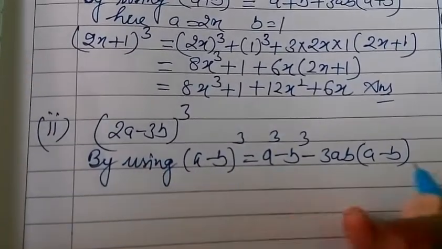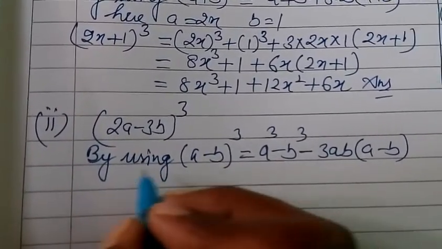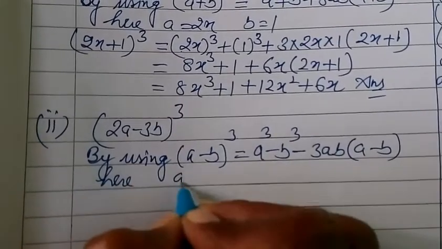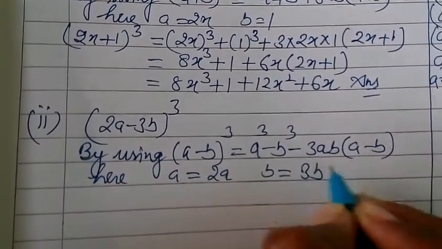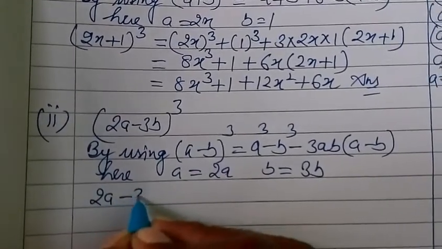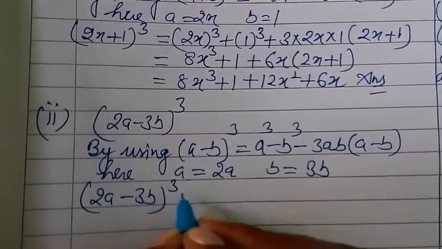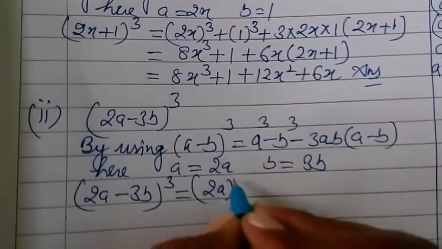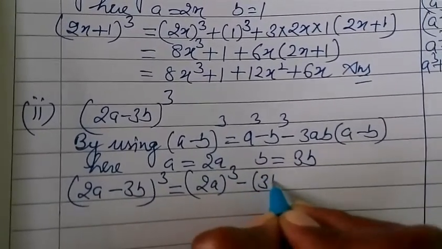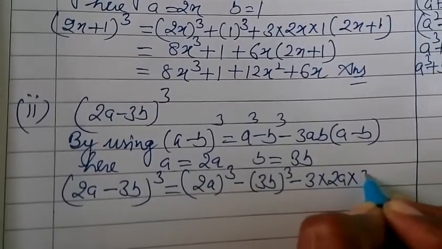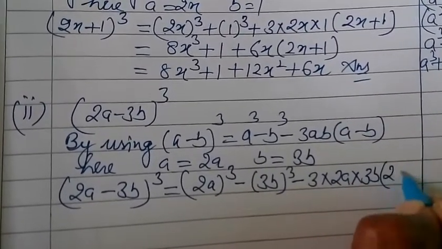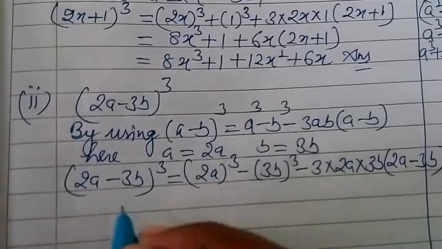Now I'm doing the comparison. If you compare, you can see that here a is equal to 2a and b is equal to 3b. Now put the values, you'll get (2a minus 3b) raised to power 3 is equal to a cube, (2a) raised to power 3, minus b cube, (3b) raised to power 3, minus 3 into a, 2a, into b, 3b, into (a minus b), that is (2a minus 3b). Now just solve further.